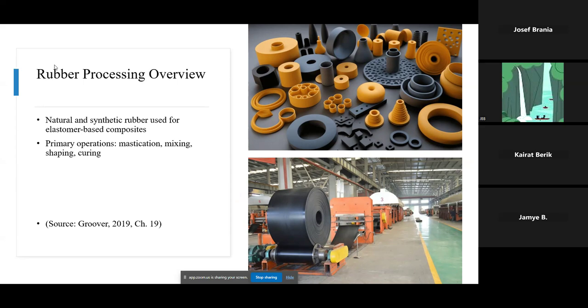Rubber process overview. Natural and synthetic rubber used for elastomer-based composites. Primary operations consist of mastication, mixing, shaping, and curing.